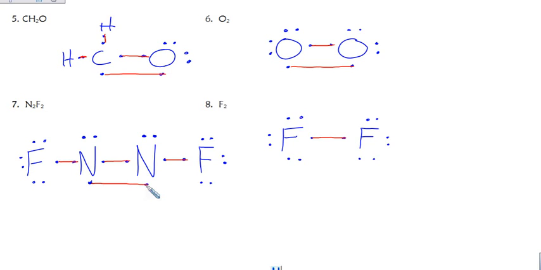Now in the next video, we'll look at a couple exceptions. There are a few times when this dot model doesn't give us a good prediction of the true Lewis structure. We'll look at those in the next video.